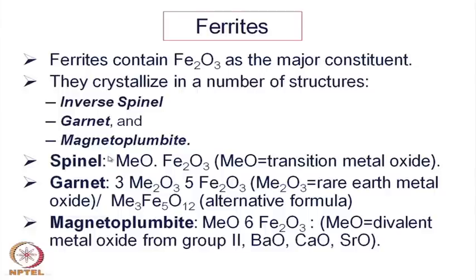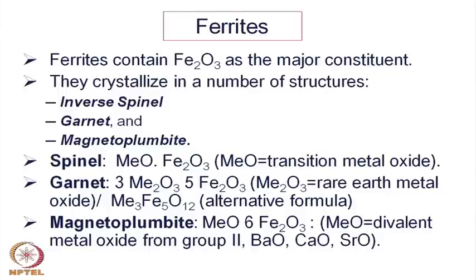Spinel, the general formula is MEO Fe2O3. Okay, MEO Fe2O3. Sometimes it is also called AO B2O3, but when you are talking about ferrites, B2O3 is invariably Fe2O3. So, it is MEO Fe2O3, where Me is a transition metal oxide. Iron is one transition metal oxide, and Me is another transition metal oxide. So, the combination of two transition metal oxides, one divalent and another trivalent, forms the spinel structure.